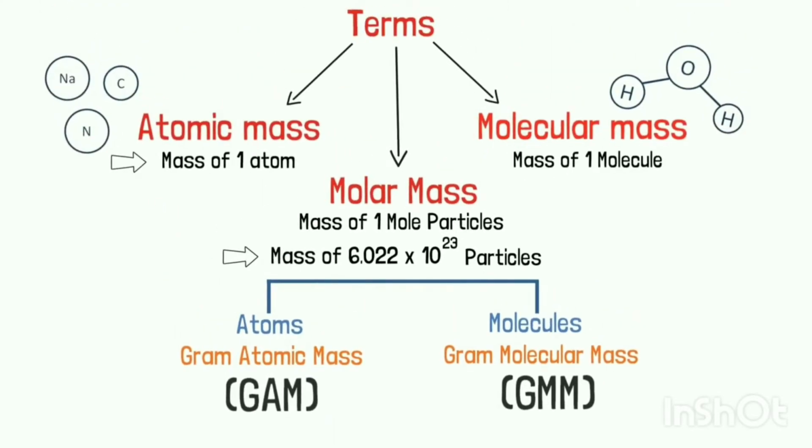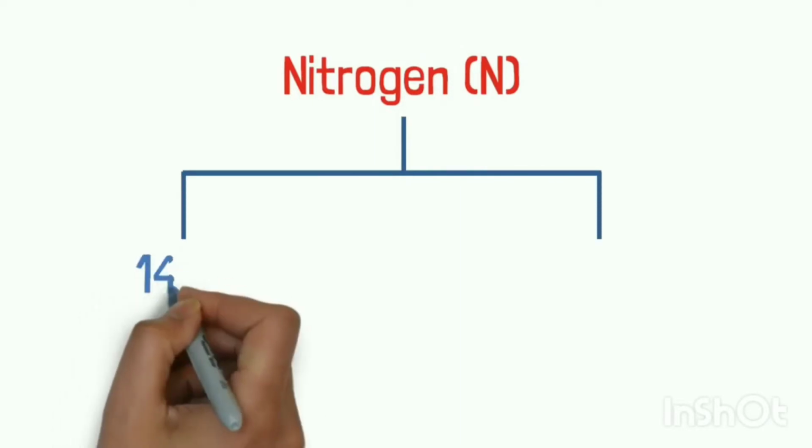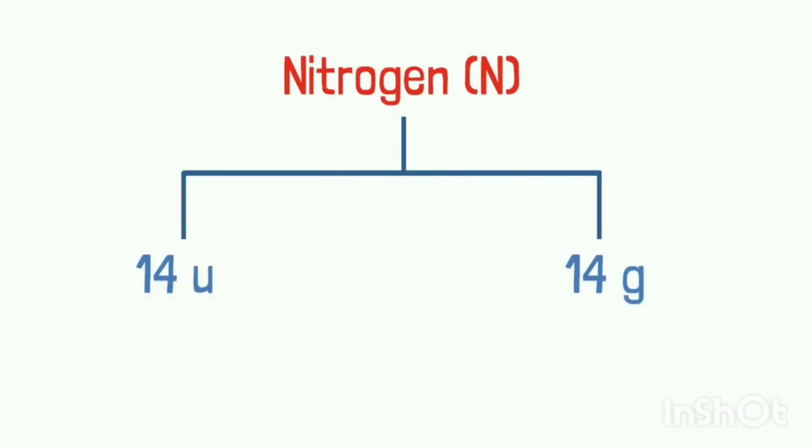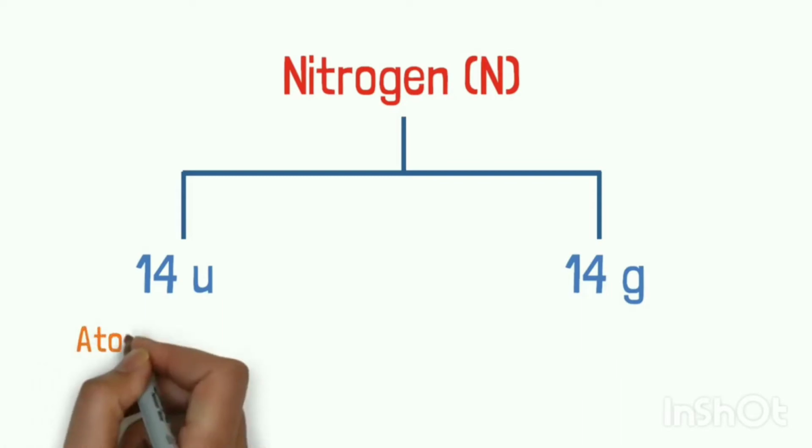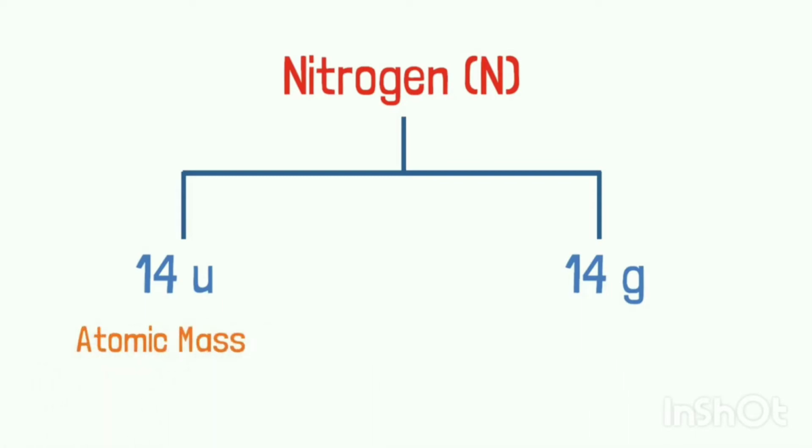Now let's consider an example of nitrogen. You might have seen that we write down sometimes atomic mass of nitrogen as 14 u or 14 grams. Now let us differentiate what is 14 u and 14 grams. So when you are writing 14 u, then we are talking about mass of one nitrogen atom. And when you are writing 14 grams, that means we are talking about gram atomic mass, or you can say mass of 6.022 into 10 raised to power 23 atoms of nitrogen.